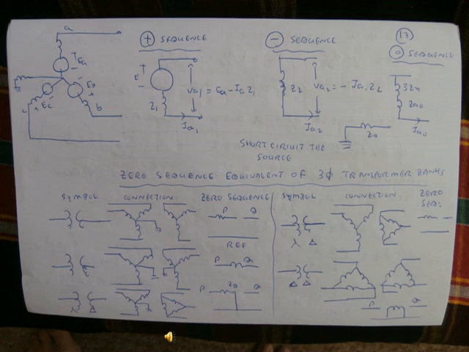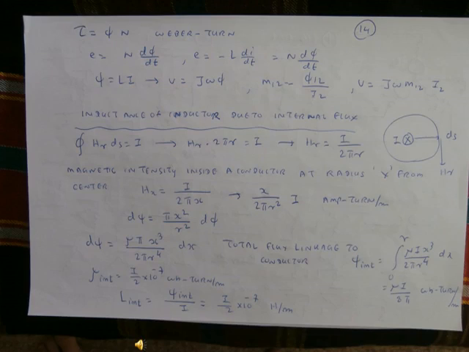We also write down the equation psi is equal to the flux multiplied by N, so the unit is the Weber-turn. So e is equal to N d phi by dt, e equal to minus L di by dt, equal to N d phi by dt. So in this case, psi is equal to Li, so V is equal to j omega phi. So M12 is equal to phi 12 divided by I2, V equal to j omega M12 I2.